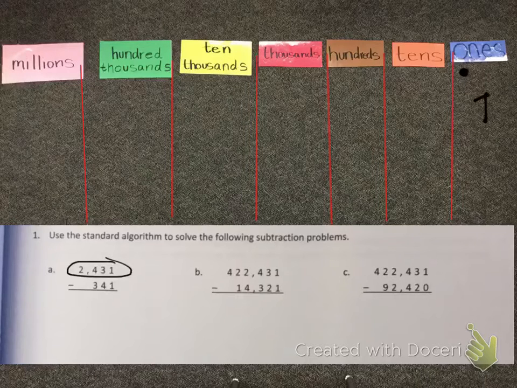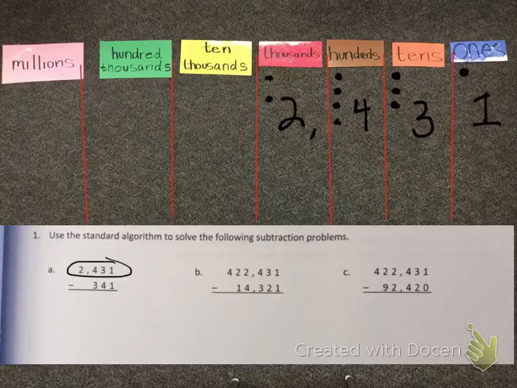And represent 1 here. The 3, 1, 2, and 3. The 4, 1, 2, 3, and 4. And the 2, 1, 2. Okay, cool. So we have 2,431, and we are going to subtract 341. So, boom. 4, 3, and that's it. Excellent.